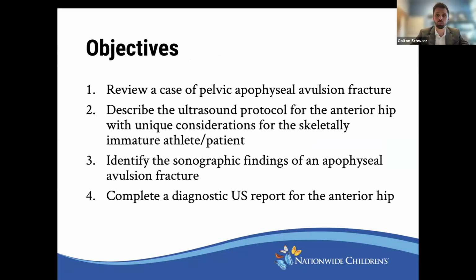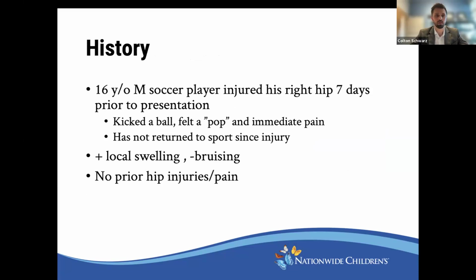So our objectives today: we're going to review a case of pelvic apophyseal avulsion fracture. Then we're going to work on describing the ultrasound protocol for the anterior hip, giving unique considerations for the skeletally immature athlete. We're going to identify the sonographic findings of an apophyseal avulsion. And then lastly, we'll complete a diagnostic ultrasound report for the anterior hip.